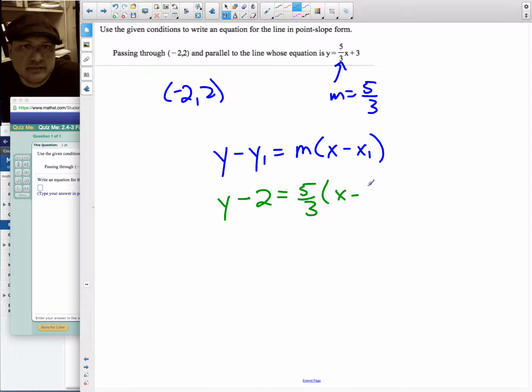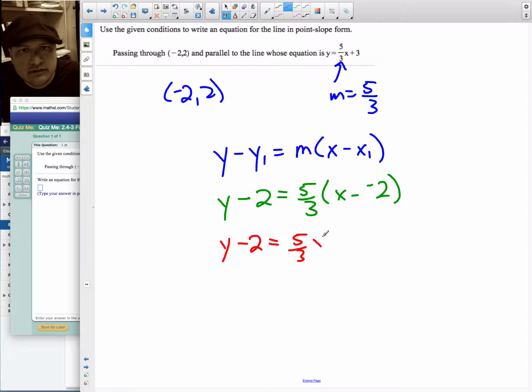We want to solve for y here, so we have y minus 2 equals 5/3 x, and this is plus 2, so it's going to be plus 10/3. 5 times 2 is 10, 10/3. Now we're going to move this 2 over to the other side. We need a common denominator, so it's going to be 6 over 3. 6 over 3 is 2. So this is 5/3 x, and then this is going to become 16/3.